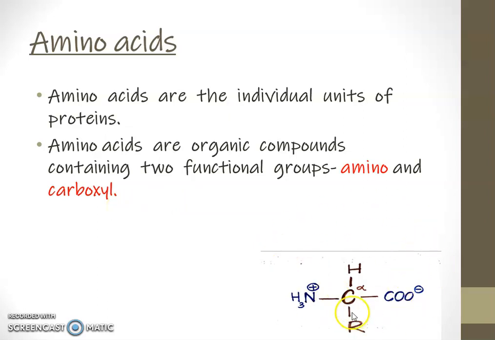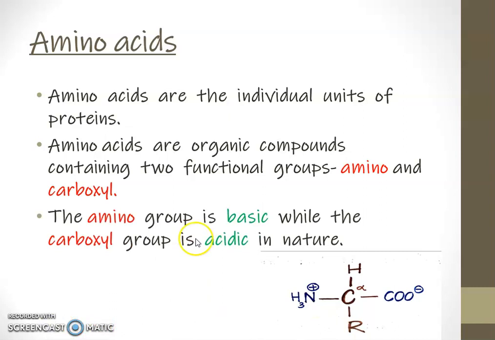It is a typical structure of amino acid, where this one is the amino group and it is the acid group. Here the R group is variable. It varies based on the structure, size and charge. The amino group is the basic one, while the carboxyl group is acidic in nature.